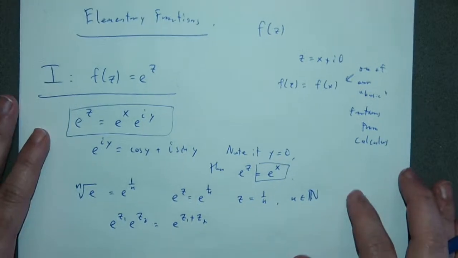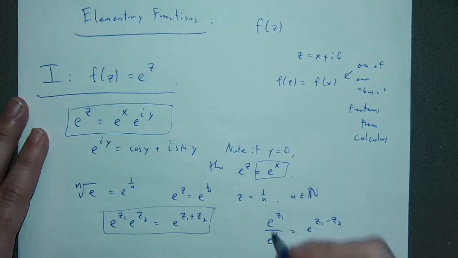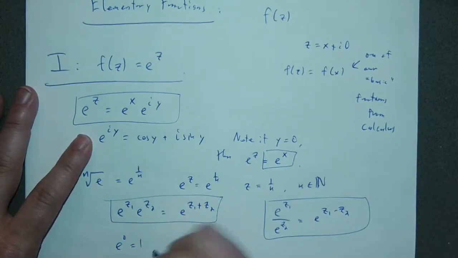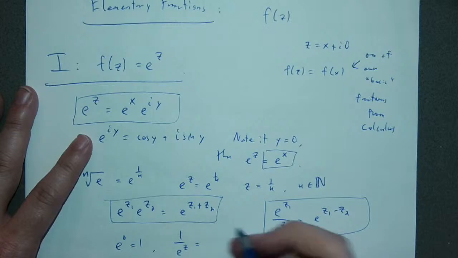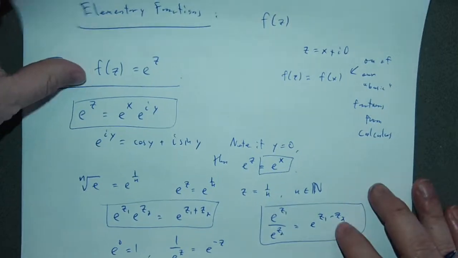So we can also work out, for instance, that e to the z sub 1 over e to the z sub 2 is equal to e to the z sub 1 minus z sub 2. That can all be justified algebraically using the exact same thing. And so, of course, e to the 0 is 1, and 1 over e to the z in this formula can be shown to be e to the minus z. So none of this is very surprising to us.